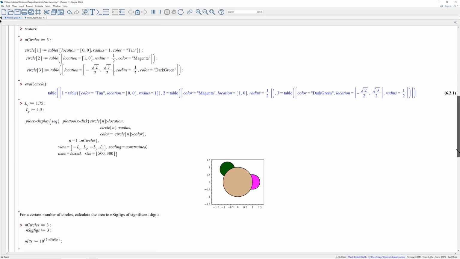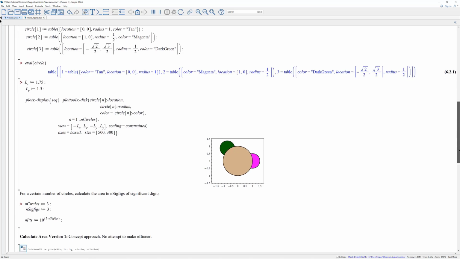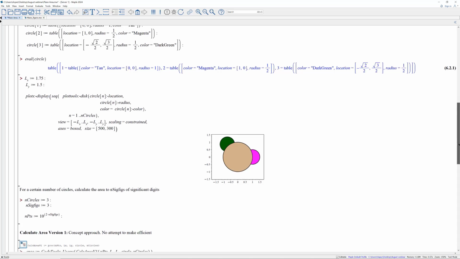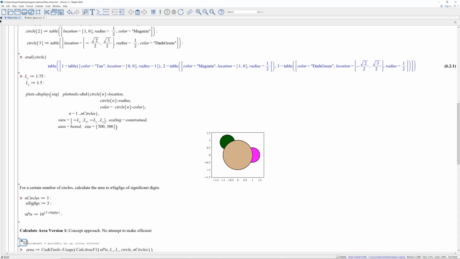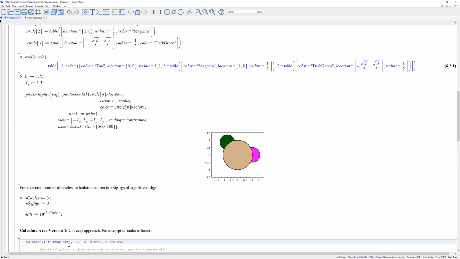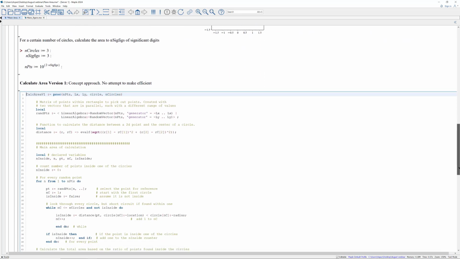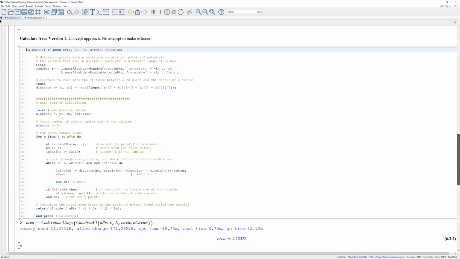So here he's deciding how many circles he is looking at and how many significant figures he is going to make use of. So he's got three versions of this code. And the first code is just a proof of concept. Does it work? And he's got the code in a code edit region. Okay, we've expanded it. Let's take a look at what his code attempts to do.